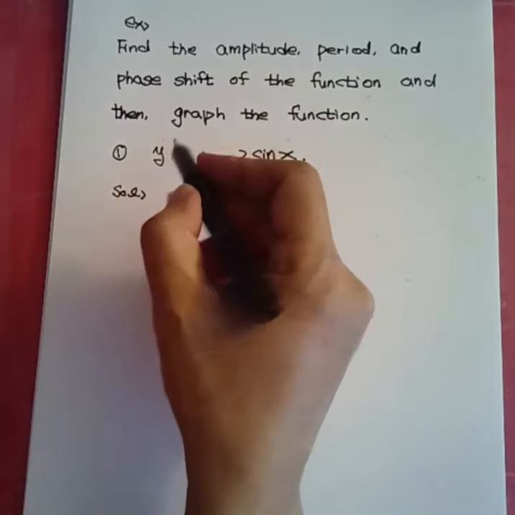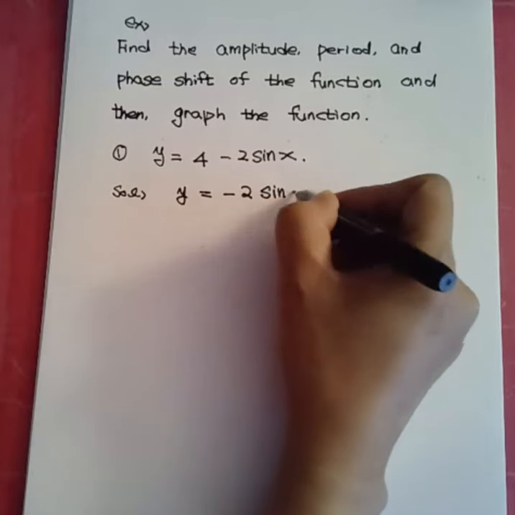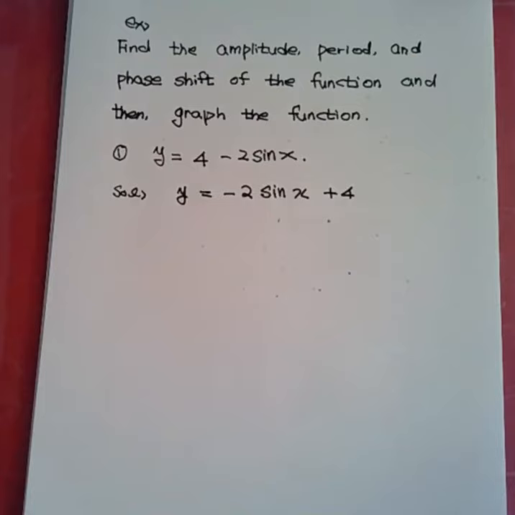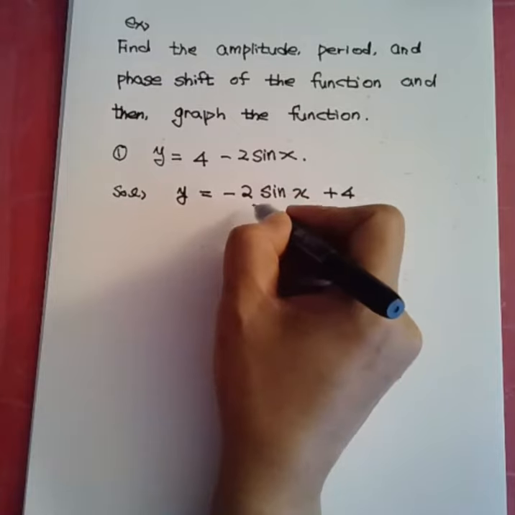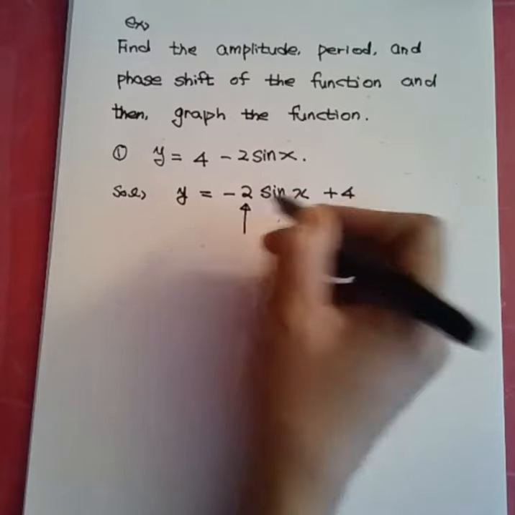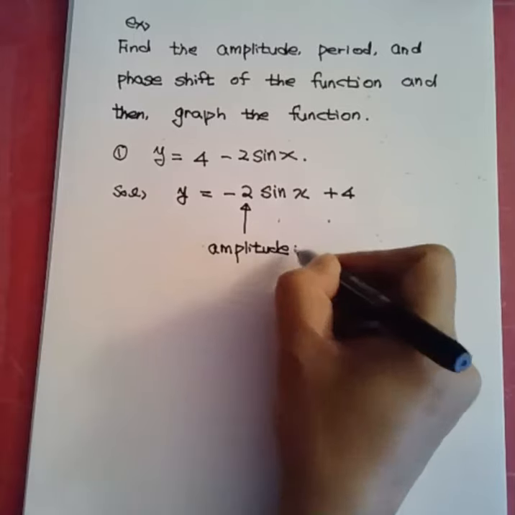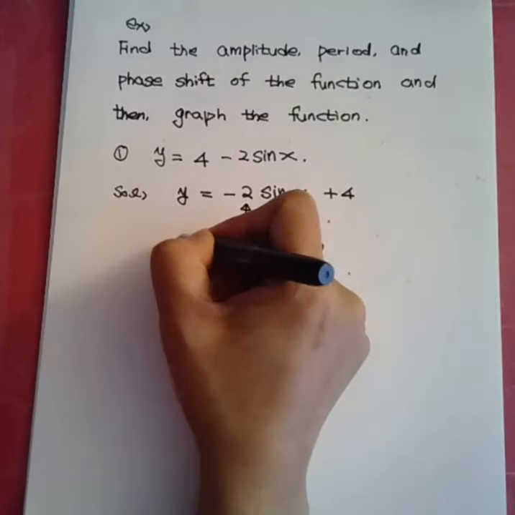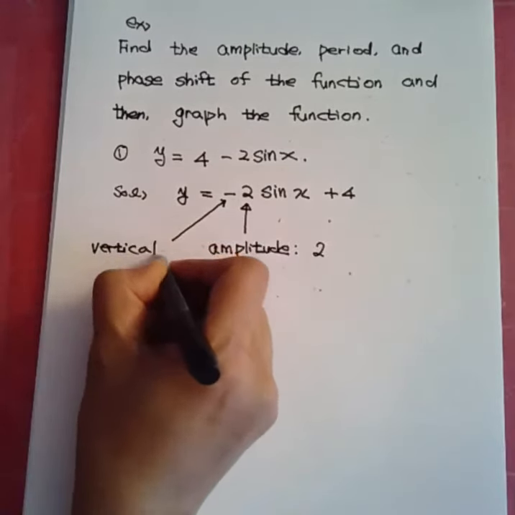Let's fix this into the standard form. Y equals minus 2 times sine of x plus 4. After that, we will figure out the meaning of each component. There is a vertical stretch that determines the amplitude. Amplitude is always a positive number, so we just drop this sign. This minus means the vertical reflection.